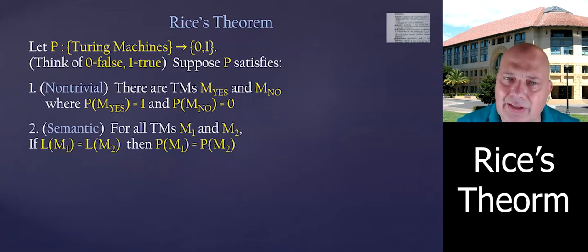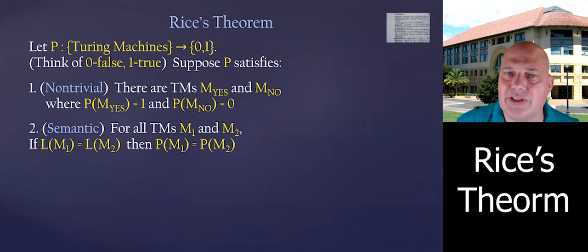It is semantic. Semantic means that it is a property not about the implementation of this Turing machine, but about the language that it accepts. So more formally, for every two Turing machines M1 and M2, if the language recognized by M1 is equal to the language recognized by M2, then the property holds for both Turing machines or for none. P of M1 equals P of M2.